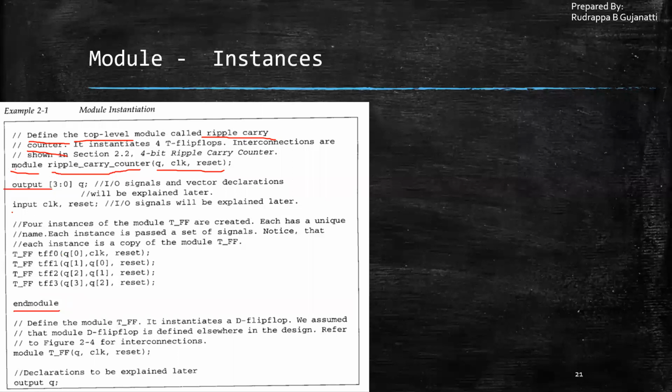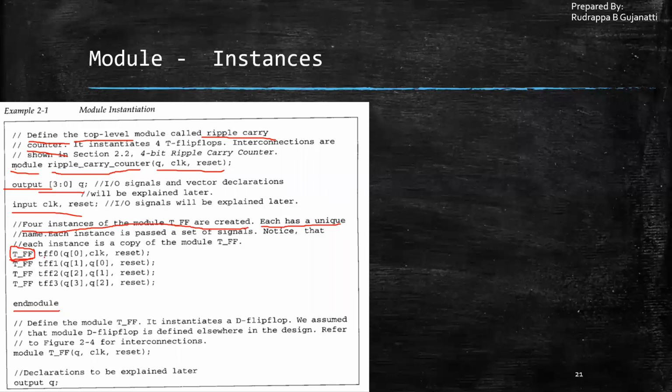In between, some parameters are specified. You have an output related to Q, that is signals and vectors present over there. Clock and reset are the IO pins or IO ports. Now here you can see that 4 instances of T flip-flop are being created. How this is created, we'll check out again in some time. Here we are making use of T underscore FF, so I should know that this is a module.